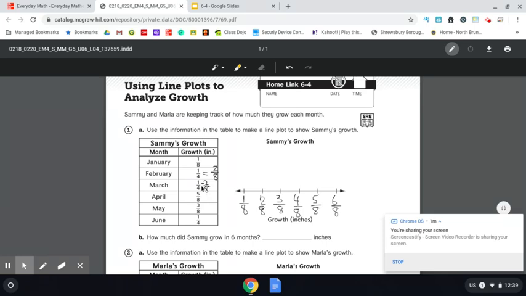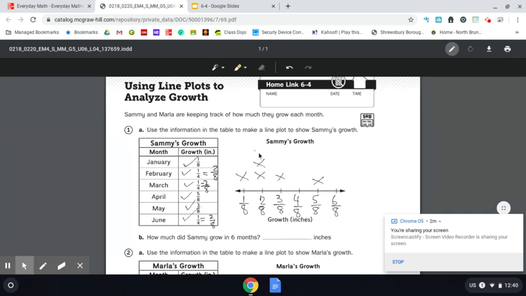So now we can very easily take a look at our information and put the X's in the appropriate spot, starting with 1/8 in January. Okay, what I'm going to do is I'm going to just check it off so I don't use it again, and I'll put an X here. And then February, we have 2/8. I'll check it off, put my X here. March is also 2/8. Check it off, put my X here. April was 5/8. Sammy grew 5/8 in 1 month. That's a lot. And 3/8 in May. So I'll put an X there. And then the final one is June, 2/8.